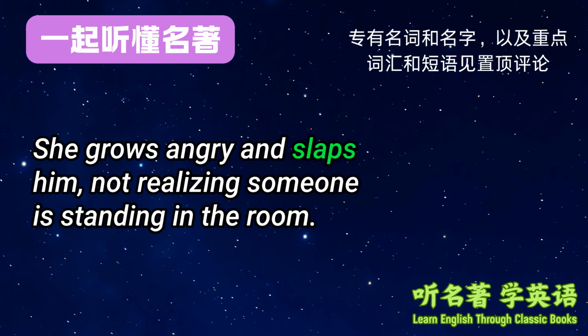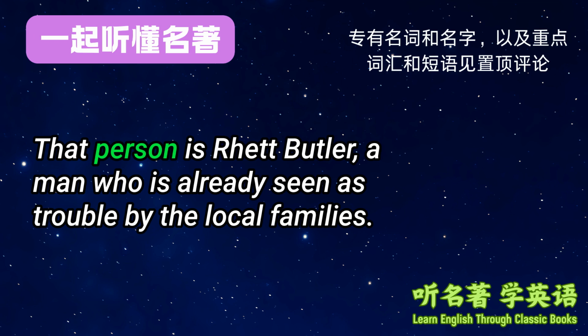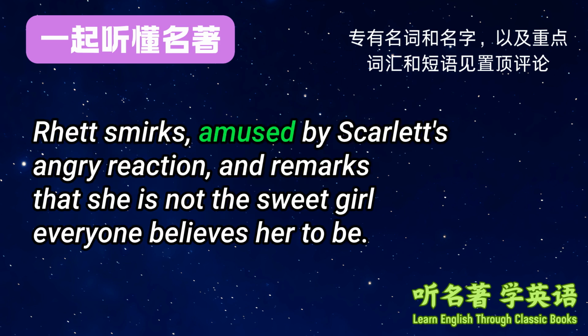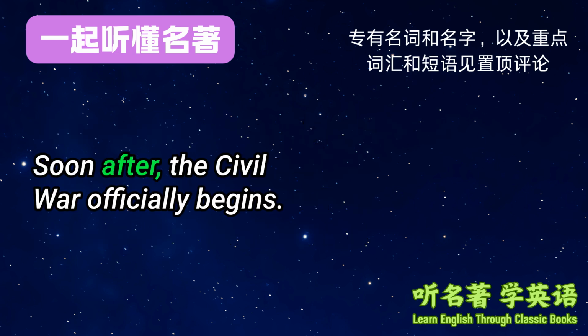She grows angry and slaps him, not realizing someone is standing in the room. That person is Rhett Butler, a man who is already seen as trouble by the local families. He is known for speaking openly about the South's chances in the coming war. Rhett smirks, amused by Scarlett's angry reaction, and remarks that she is not the sweet girl everyone believes her to be. Soon after, the Civil War officially begins.